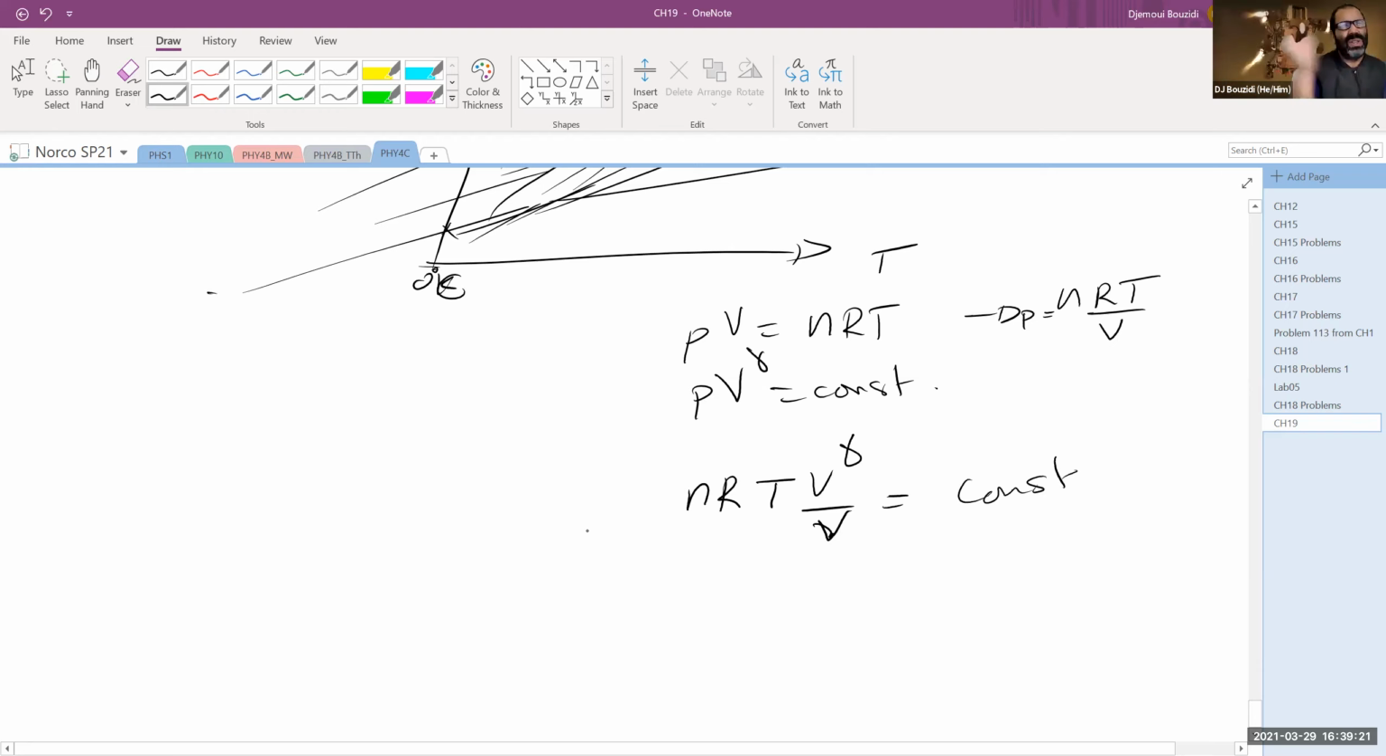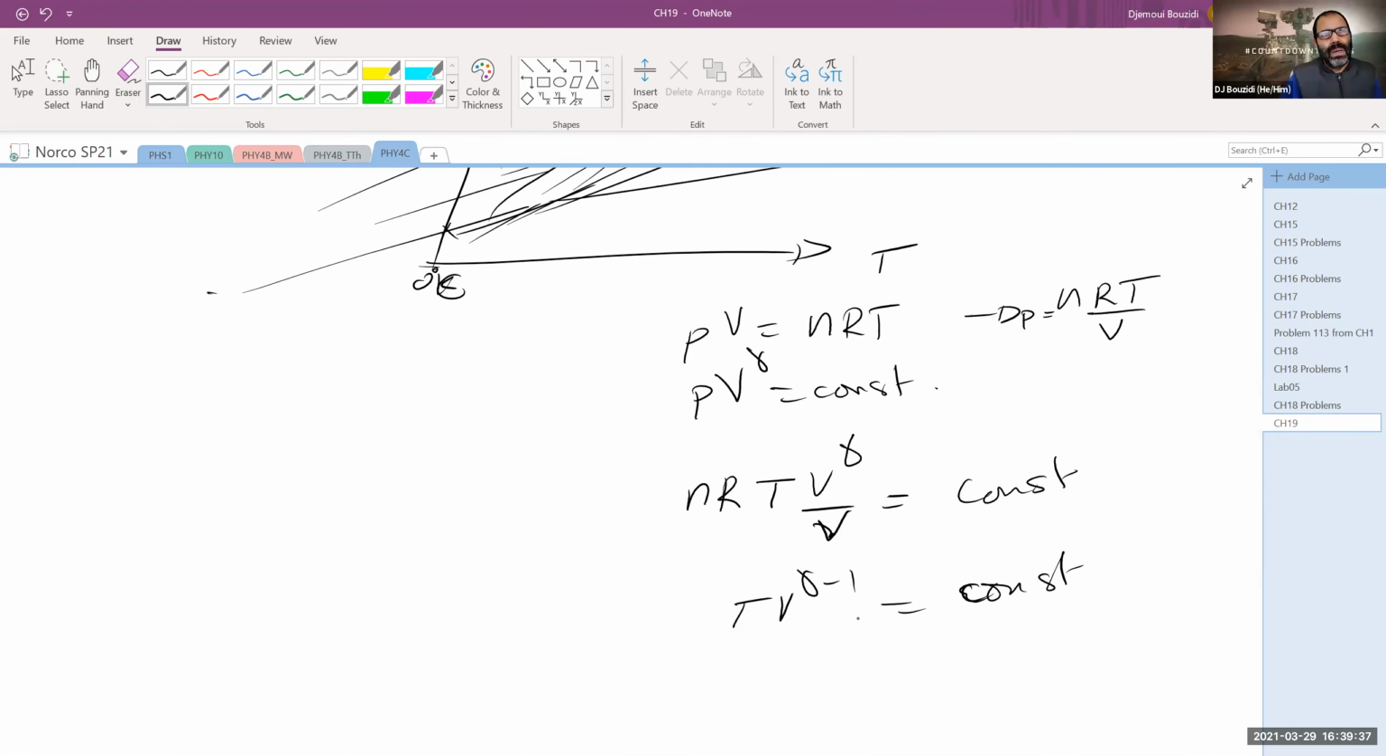Divide by nR, which is just another constant. So the constant will change in this scenario. And it's going to be TV to the power gamma minus 1 is equal to a constant, where that constant is basically the new constant, not necessarily the first constant. It's the old constant divided by nR, okay? Which is just another constant, since R is a constant, okay? So that is basically how you do it.